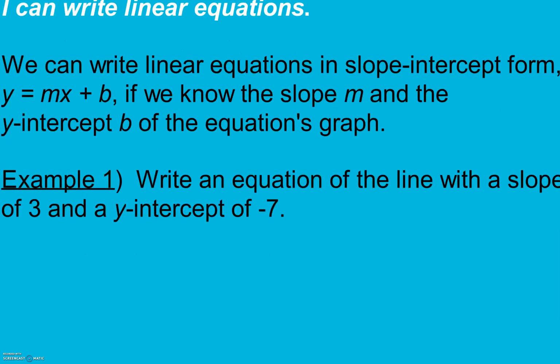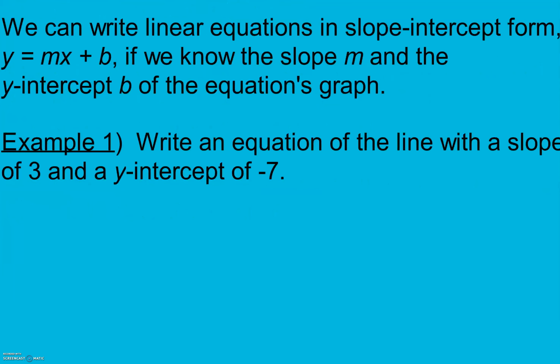This is very similar to what we did in section 8.5, but instead of starting with an equation and pulling our information, here we're going to have our information and need to fill it into our equation. So we're going to write an equation of the line. Okay, so there we're going to start with y equals mx plus b. Remember, m is our slope, and b is our y-intercept.